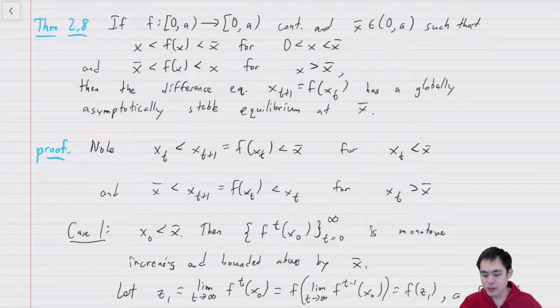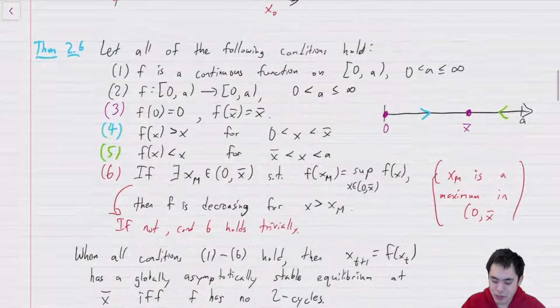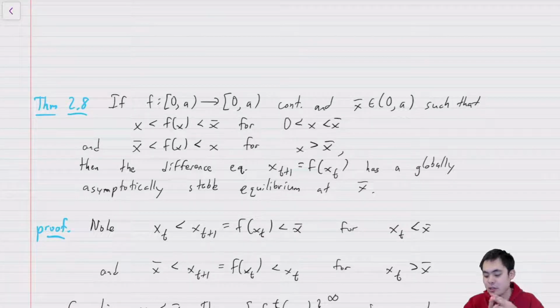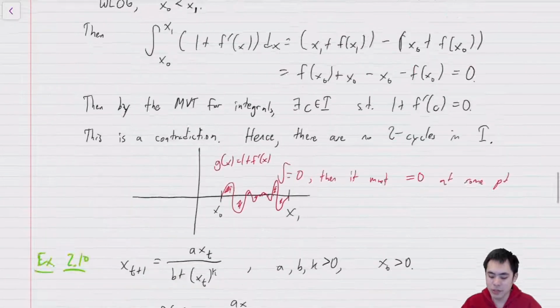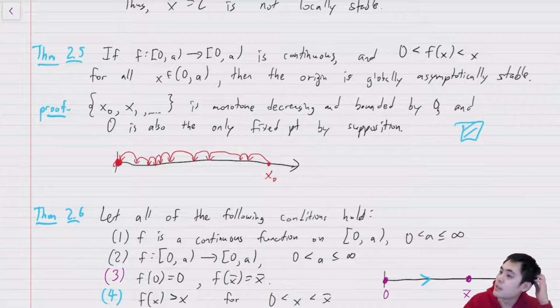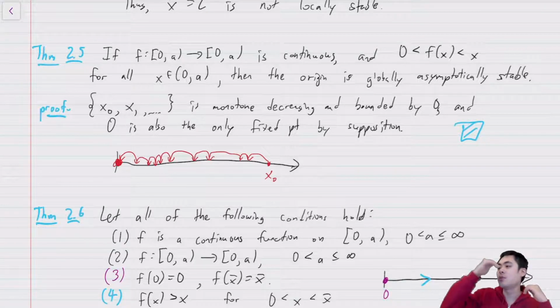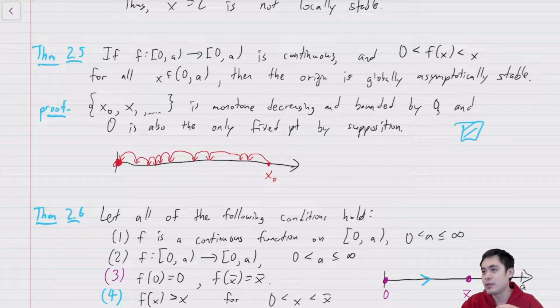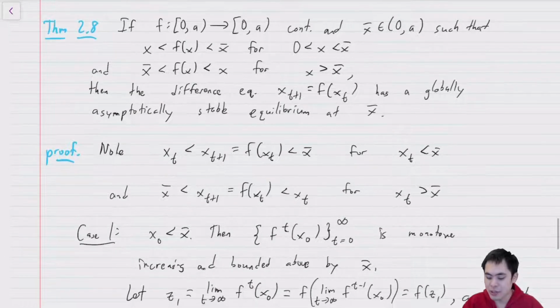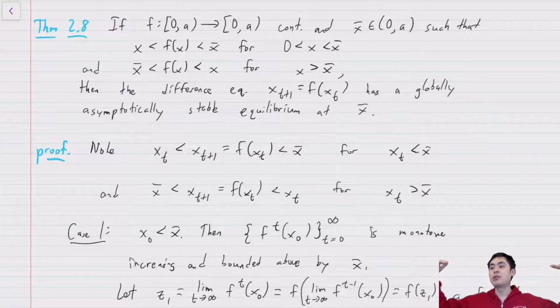This one here is basically, instead of having this super long list of conditions up here, we just have a few conditions. Again, we're going to start out with f being continuous, and x bar has to be in the interval 0, a. This proof is really analogous to the proof of theorem 2.5. In 2.5, everything constantly went down, and so you eventually hit 0. Here, in 2.8, what is going to happen is you're going to keep on going down from both sides.